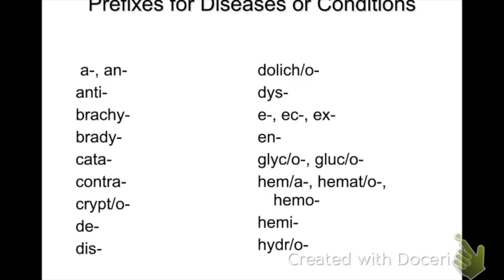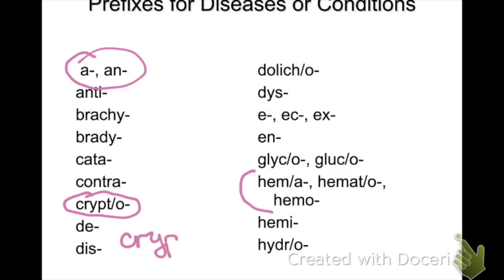Here's some prefixes. A and an are often used, and they mean without or no. We see the Brady, Dolicho, meso's not on here, but we had those when we talked about the skull shapes. These are all blood, hema, hemo, or hemato. Crypto, that means hidden. So if you have a male dog who has a testicle that is not descended, it's still up in the abdomen, we call them cryptorchid. Hidden orchid, orchid is testicle, cryptorchid.